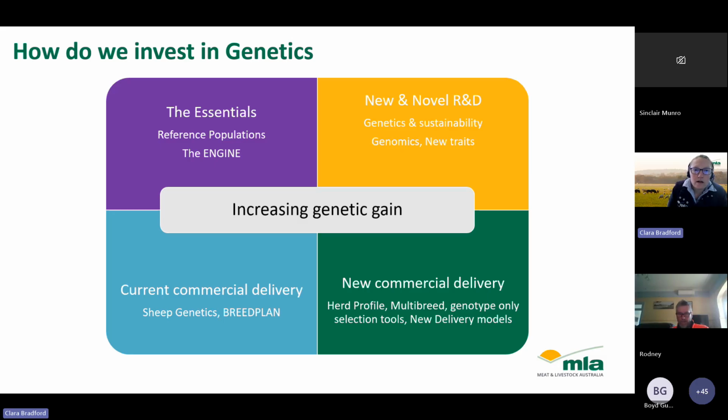And then all of our R&D that we conduct through the NLGC flows through to our commercial delivery. So at the moment, we have current commercial delivery sitting within Sheep Genetics and BreedPlan delivered through ABRI. And then we're also interested in developing new commercial opportunities such as new DNA tools for herd profile or commercial tools, multi-breed tools, and new delivery models for genetic products, tools and services.